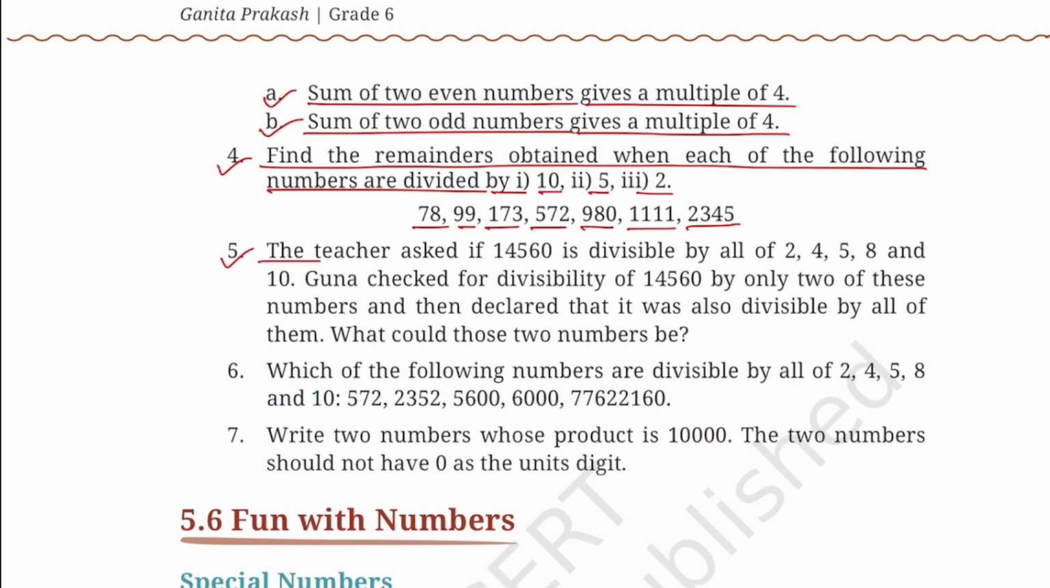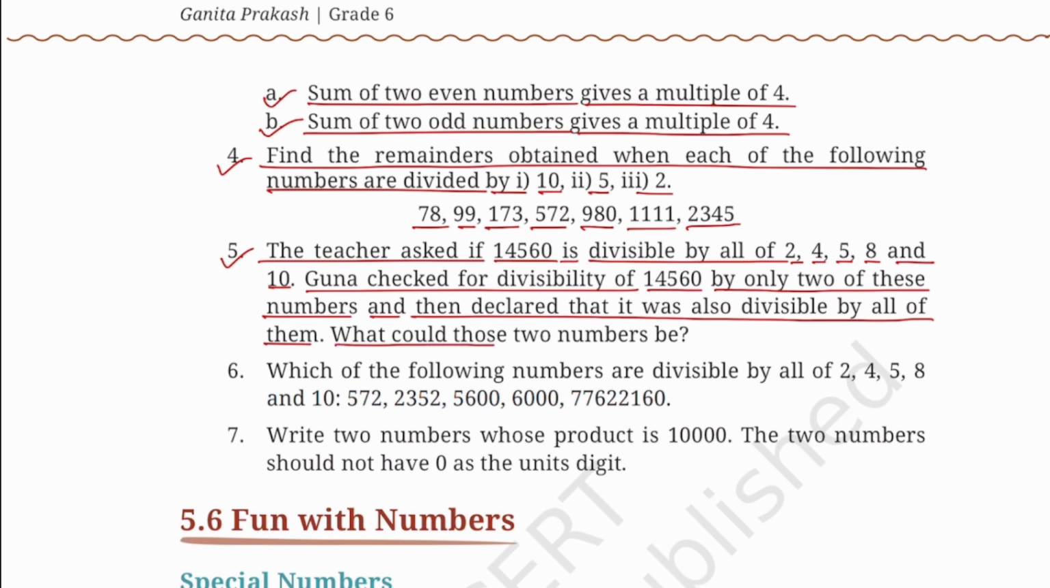5. The teacher asked if 14,560 is divisible by all of 2, 4, 5, 8 and 10. Guna checked for divisibility of 14,560 by only two of these numbers and then declared that it was also divisible by all of them. What could those two numbers be?